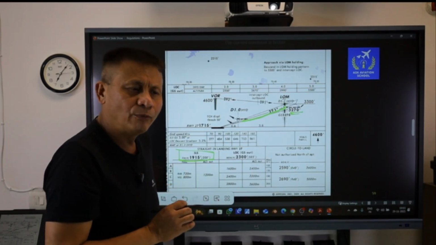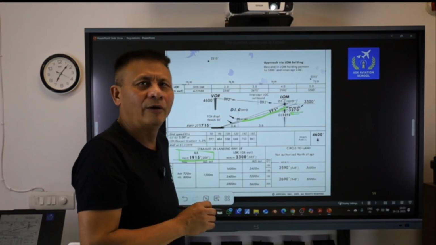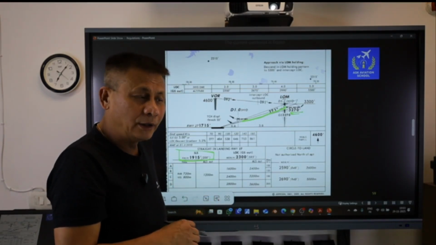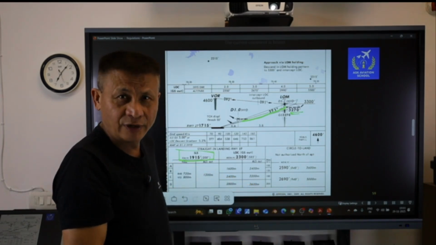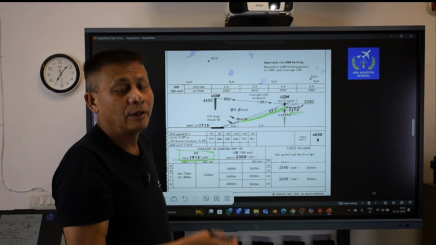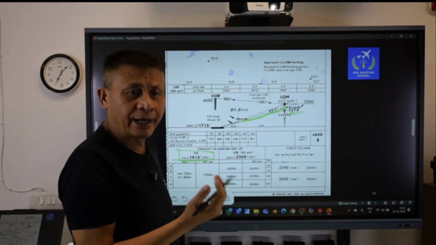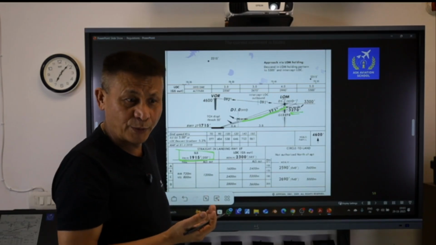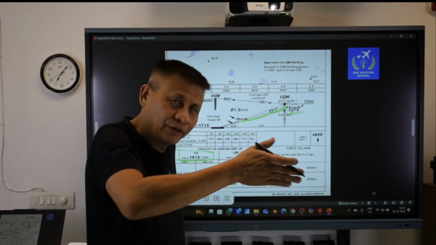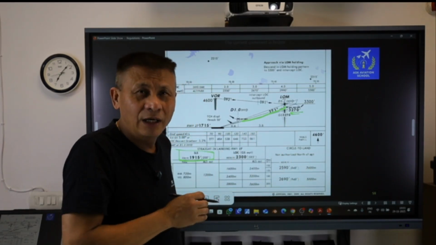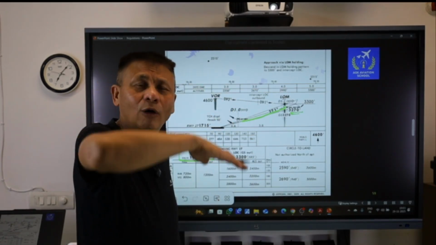Now, for any reason, your aircraft is unable to get the signal of the glide path, or the transmitter itself on the ground has become unserviceable. However, the localizer is working fine. In that case, I still can carry out this instrument approach procedure, but without any vertical guidance. So I will be able to have the horizontal guidance, whether I'm left or right of the runway center line, but I will not be able to get the guidance whether I'm above the glide path or below the glide path.